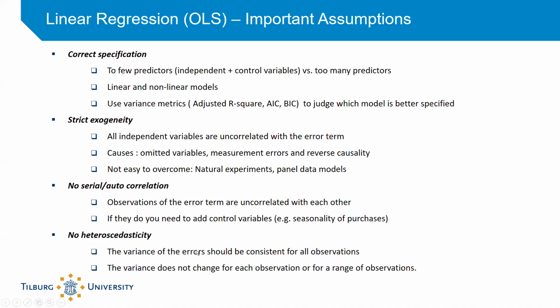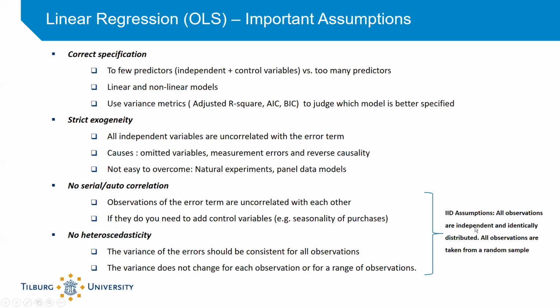So basically, this is also similar to autocorrelation. It assumes that the variance of the errors is consistent for all observations. That means there is a pure random sampling of your data. These two assumptions together are called the IID assumptions. You might have heard of it. It's called all observations are independent and identically distributed.